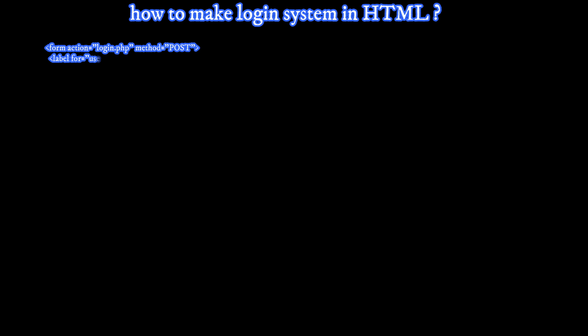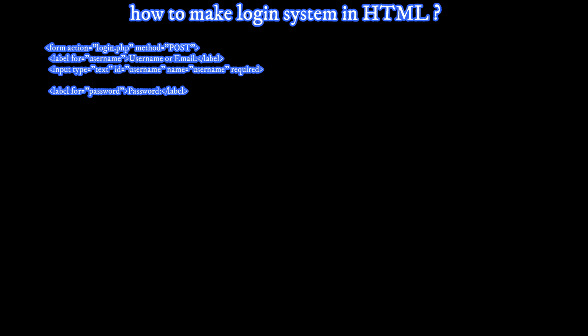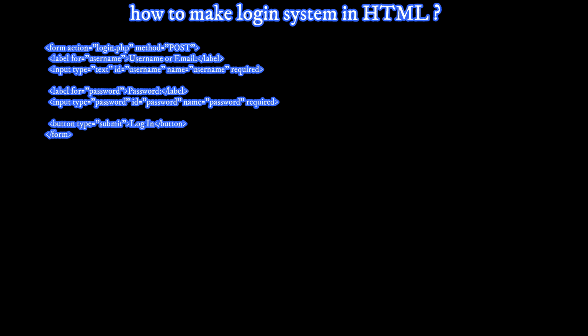First, create a login form in HTML, which should include an input for the user's username or email address, an input for their password, and a submit button. Here is an example. Second step, create a PHP script called login.php that will handle the form submission and authenticate the user's credentials against a database. This script should first retrieve the values of the username and password fields from the post data. Then, it should check if the user's credentials are valid by querying a database or other data source. If the credentials are valid, the script can create a session for the user and redirect them to a protected page. Here is an example.